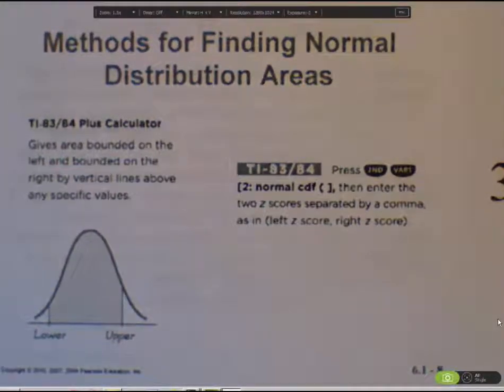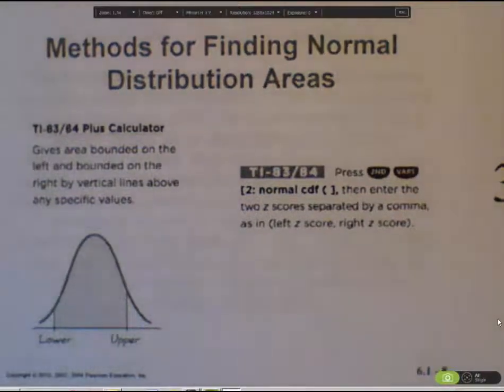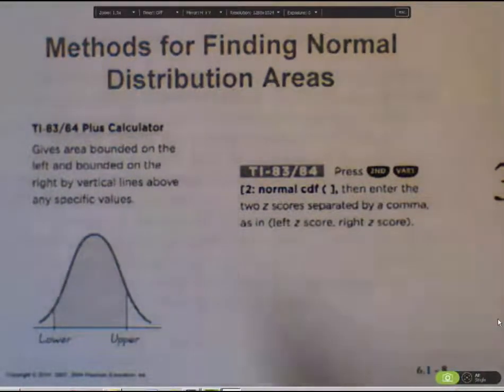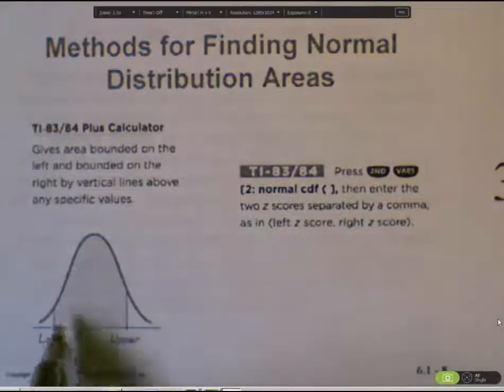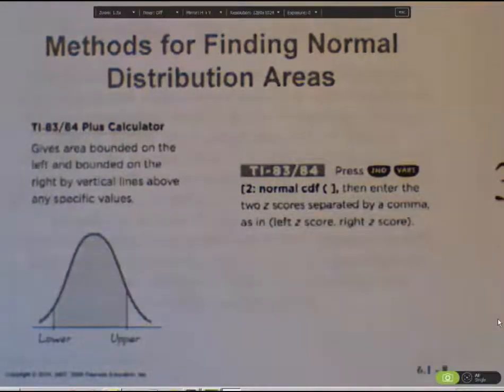Now, you can use some normal distribution tables that are in the back of the book to find the probability that a value lies between certain boundaries that I'm going to give you, but we're not going to use those tables in the back of the book for anything.